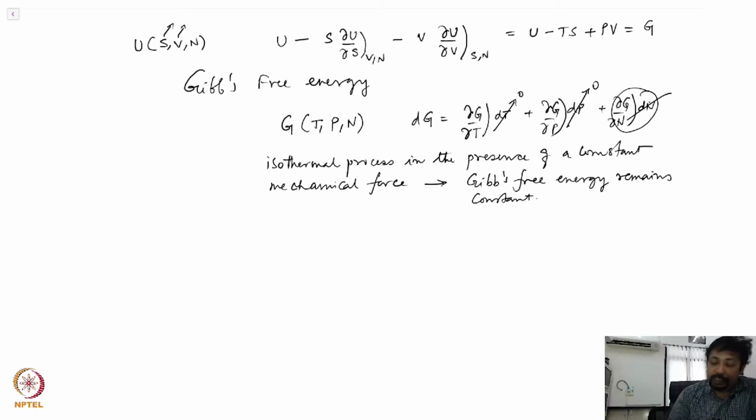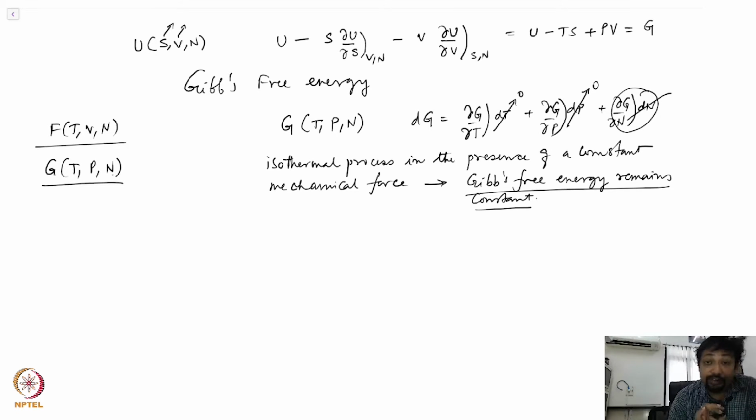Therefore, there is no particle exchange that is allowed. So therefore, the Gibbs free energy remains constant. So there are two free energies. One is F as a function of T, V, N. The other one is a function of T, P, N. They have different uses for different realizations.